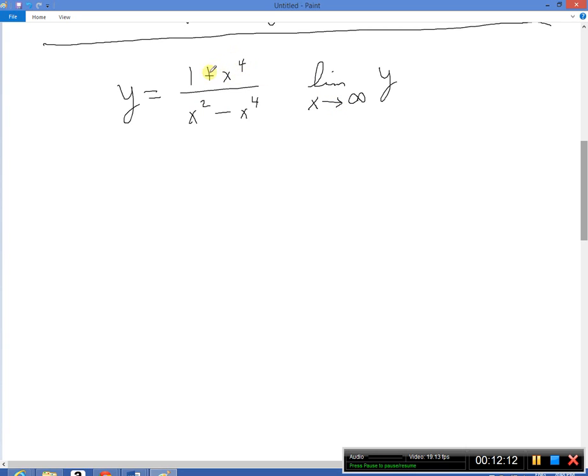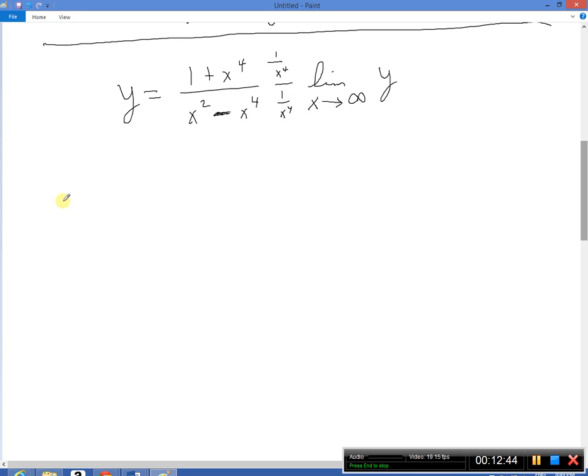Well, clearly the numerator is getting big, x to the 4th. And the denominator is going off to negative infinity, because this minus here is going to make the x to the 4th term become negative huge. X squared isn't going to matter too much, relatively. So the denominator is going off to negative infinity, and the numerator is going off to plus infinity. That's bad news. So we're going to have a trick, and the trick is pretty clear. We're going to multiply top and bottom by 1 over x to the 4th.